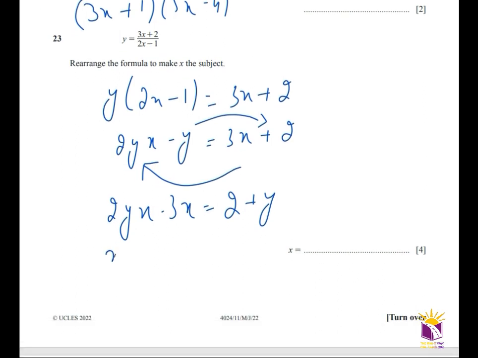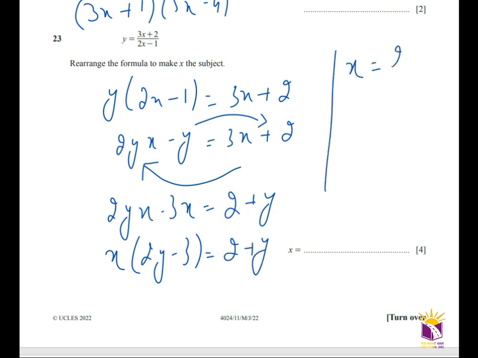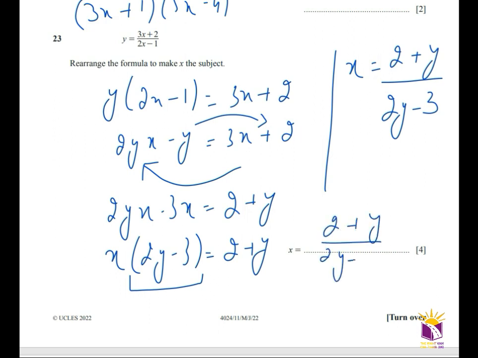So taking x common, x times (2y minus 3) is equal to 2 plus y, and x will become 2 plus y divided by 2y minus 3. This term is multiplying on this side, so it will be dividing on the other side, so x will become (2 plus y) over (2y minus 3). And make it your habit to write your answer in the given space as well.